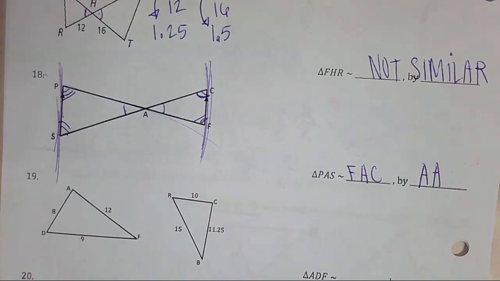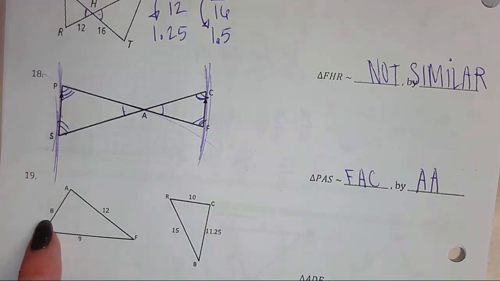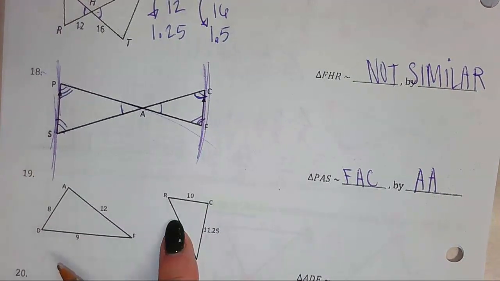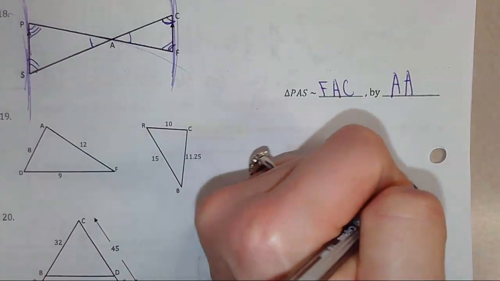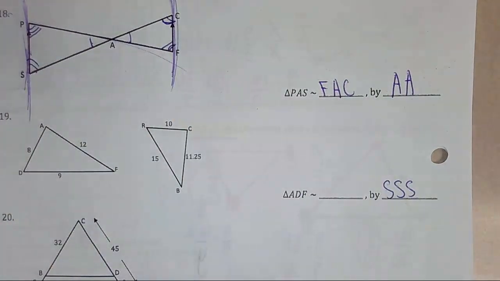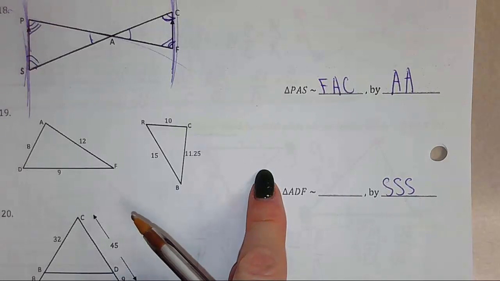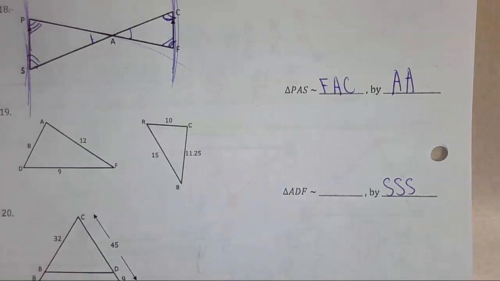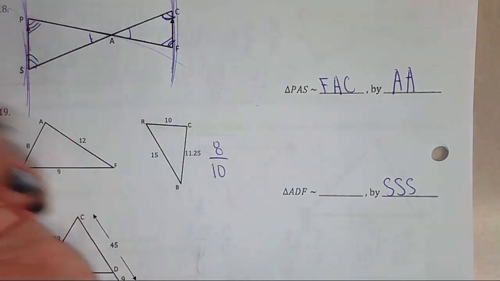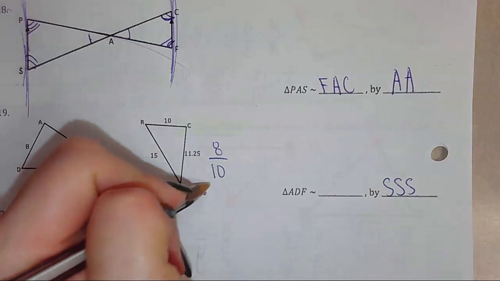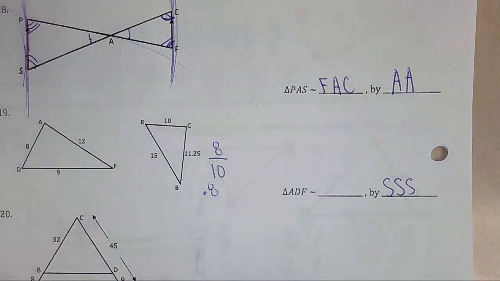All right, so next up, I want to see, they only give me 3 sides, so it would have to be side, side, side. But we need to make sure that they all divide or reduce to the same thing. So I'm going to take my smallest side of 1, which is 8, and put it over my smallest side of the other, and I'll divide that, and I'll get 0.8.